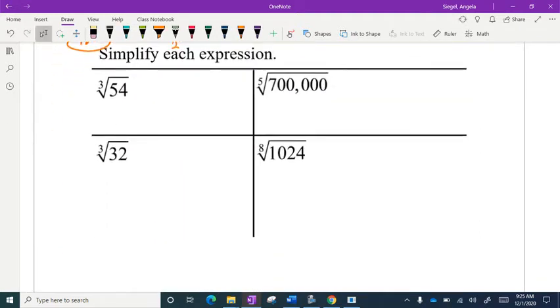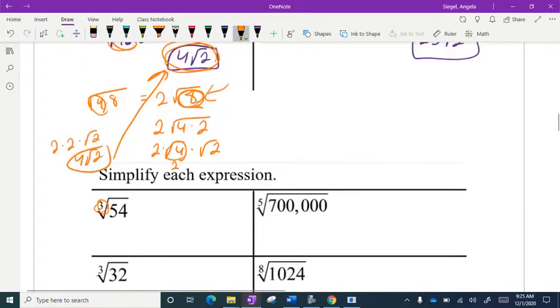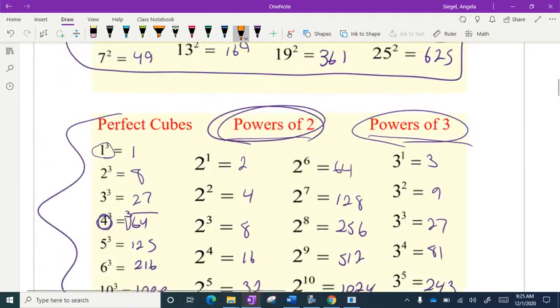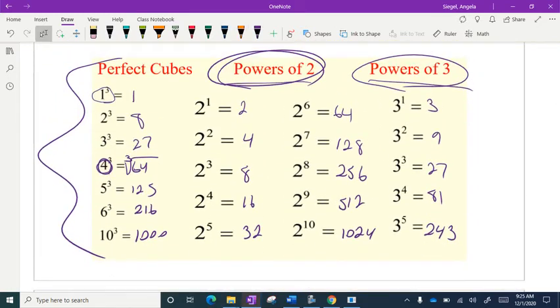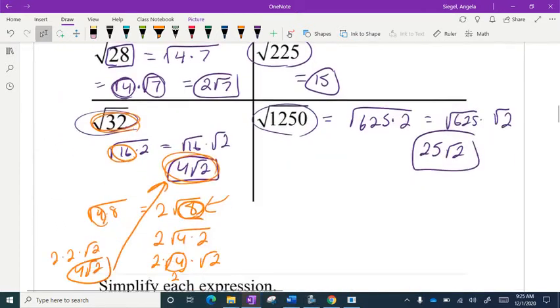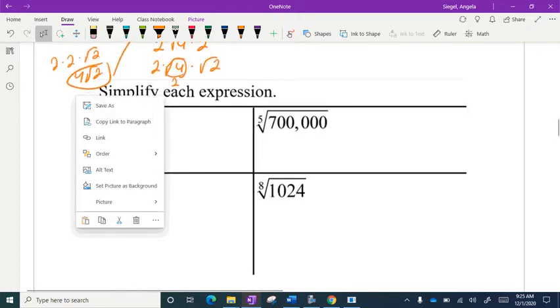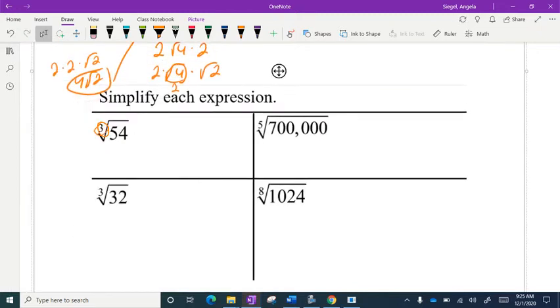Okay, now we're going to deal with some different roots. We're going to start here. Notice that there's a 3 here. So I'm going to go up here and find the biggest perfect cube that goes into 54. Think about the factors of 54. See if you can do that one.